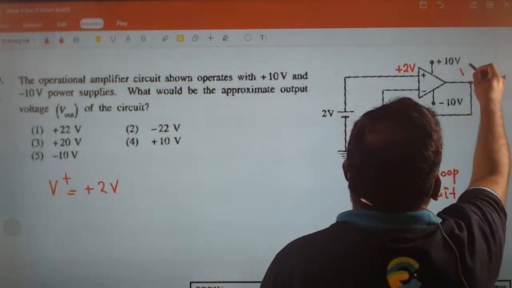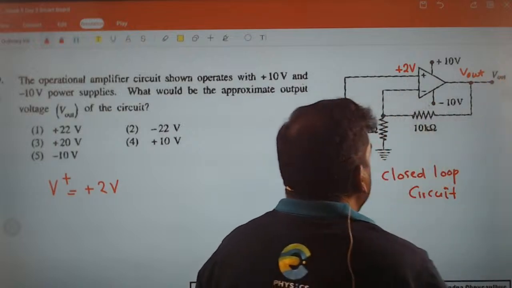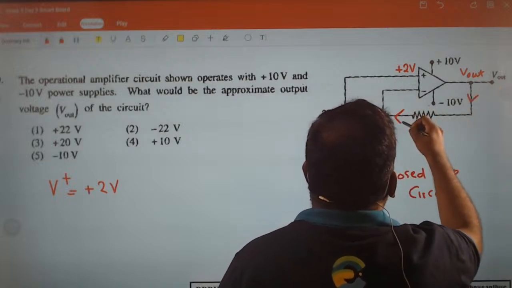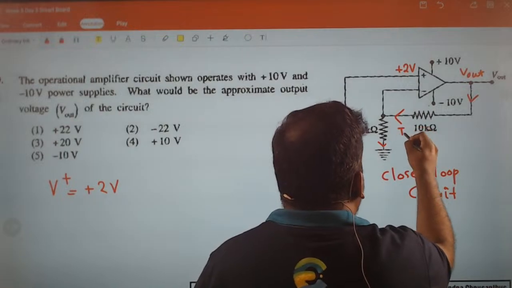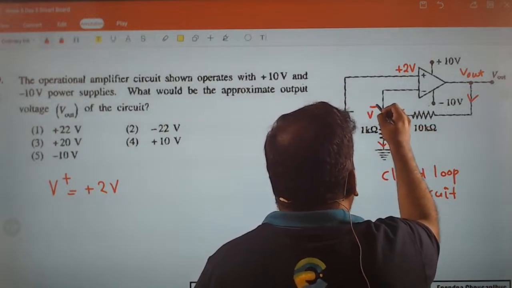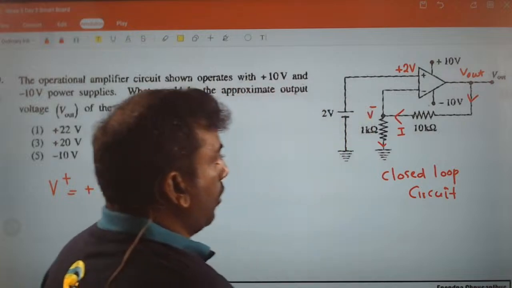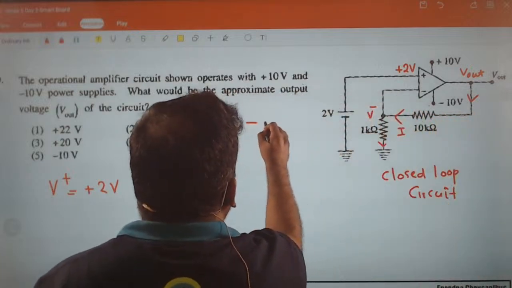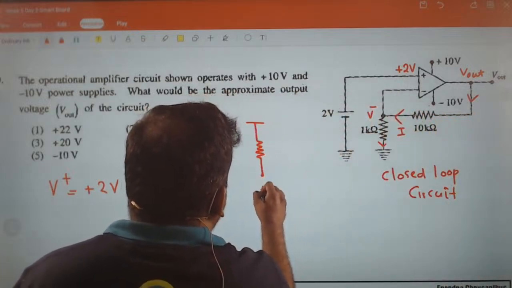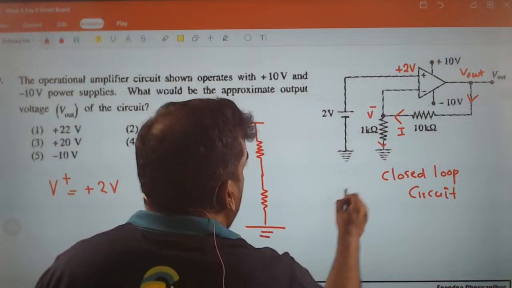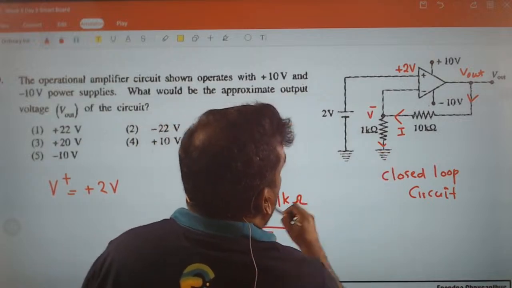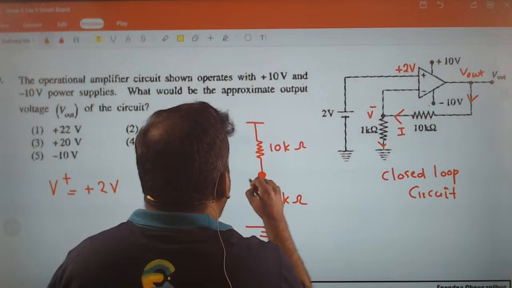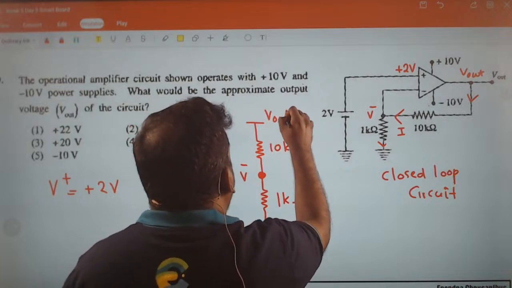Here the output voltage, at the open terminal. Current can travel from high potential to low potential. We will call that V minus. So if you look at this branch, I can write it like this: grounded 1 kilo ohm, 10 kilo ohm. Voltage here is V minus, and here the voltage is the output.